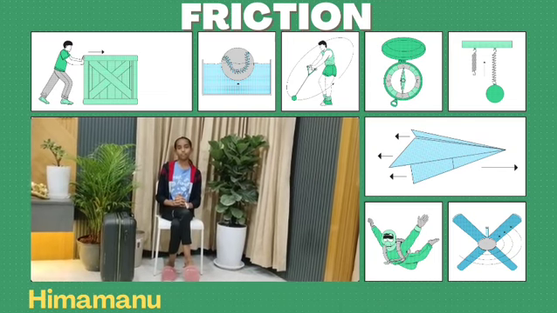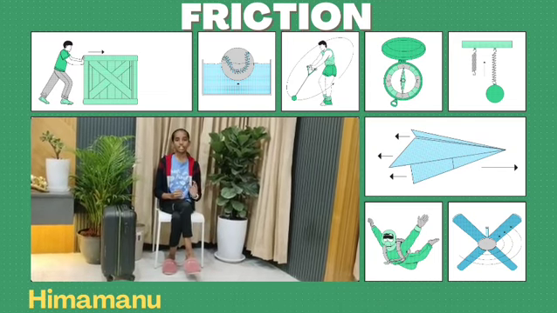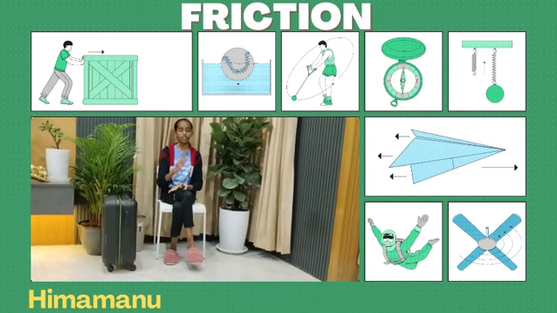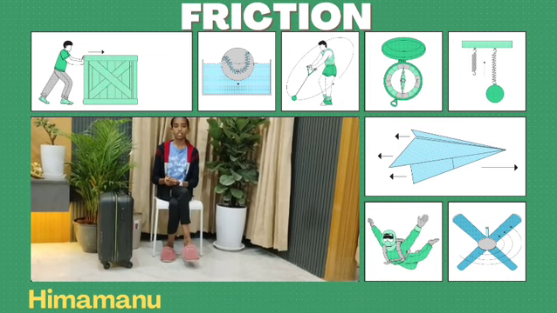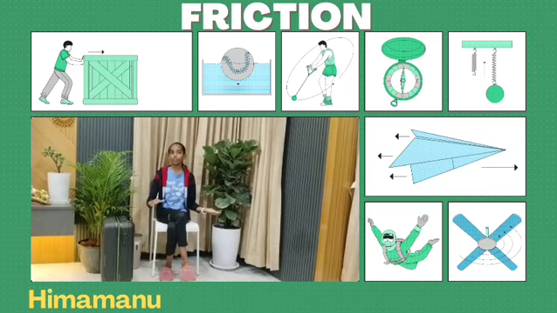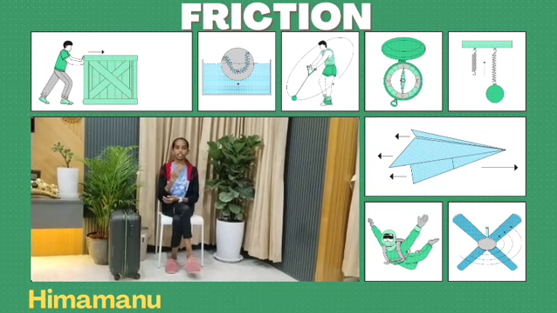Firstly, static friction. It is the force that prevents the relative motion between two surfaces in contact with each other when they are at rest. It exists only when the object is in the state of rest. It's higher in magnitude, so the motion of an object is a little difficult in this case.